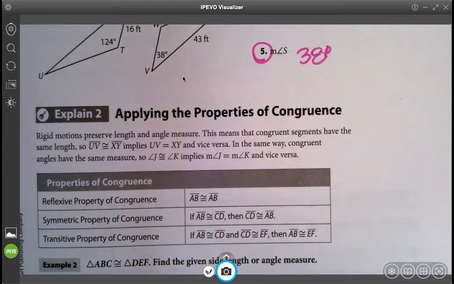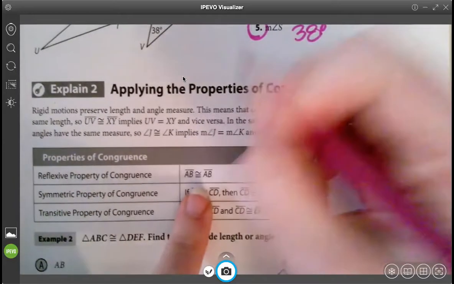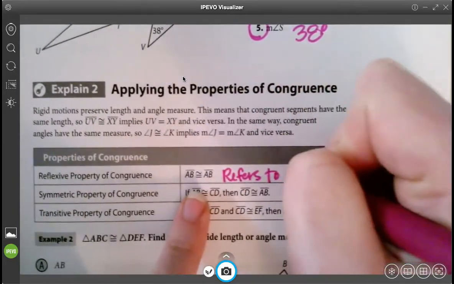So as long as you get reflexive, symmetric, and transitive, whether it's the property of congruence or the property of equality is not going to be something you ever have to choose between, because remember, most of your proofs would be like you'll have 1 or 2 blanks missing, and those blanks will have some answer choices that you can use. So just to kind of recap, reflexive property refers to itself. Write that in. Refers to itself.